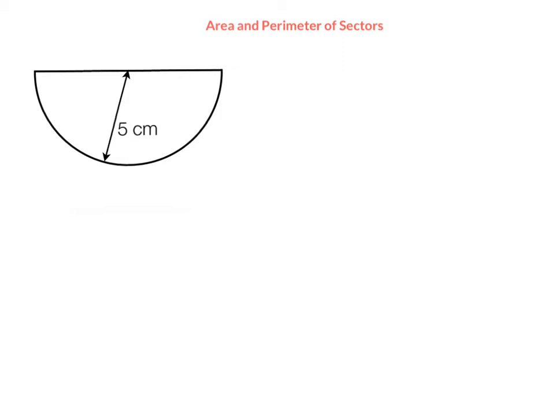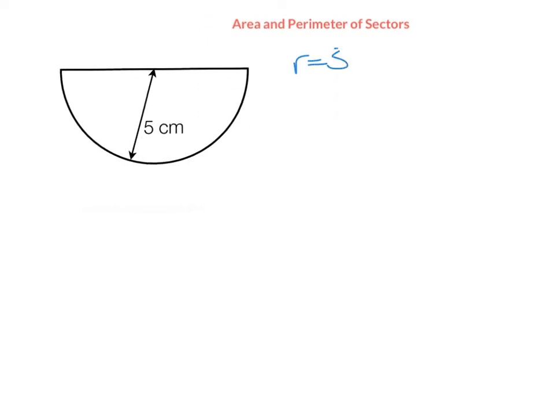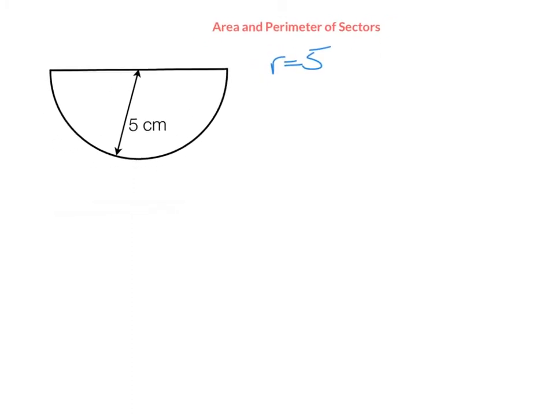Now, because I know the distance from what would be, if this was a whole circle, the center to the outside is 5, that must mean the radius is 5. Okay. Now, if the radius is 5, we know that the diameter is always twice the size, because it's going from one side all the way across to the other. So that must mean the diameter is 10.